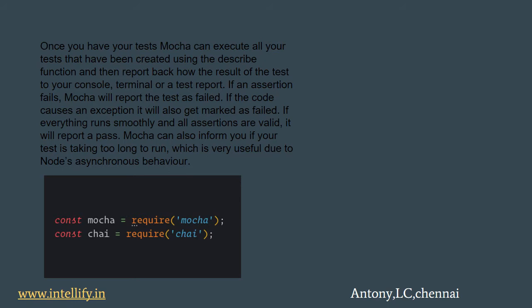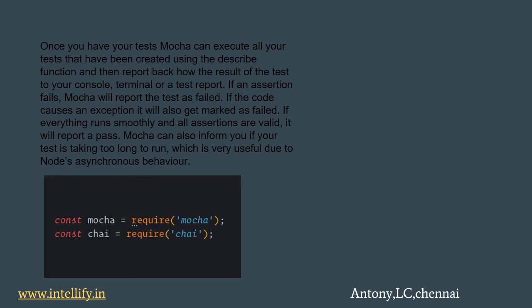Once we have written our tests, Mocha can execute all the tests that have been created using the describe function and then report back our test results to our console, terminal or test report. If an assertion fails, Mocha will report the test as failed. If code causes an exception, it will also get marked as failed. If everything runs smoothly and all assertions are valid, it will report as pass. Mocha can also inform you if your test is taking too long to run, which is very useful due to Node's asynchronous behavior. See here how Mocha tells.